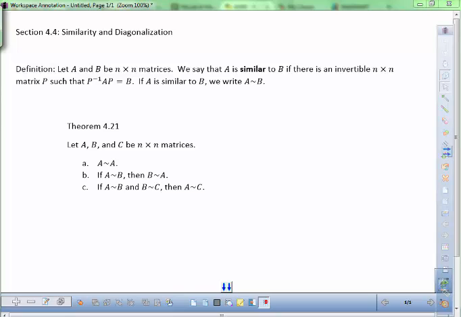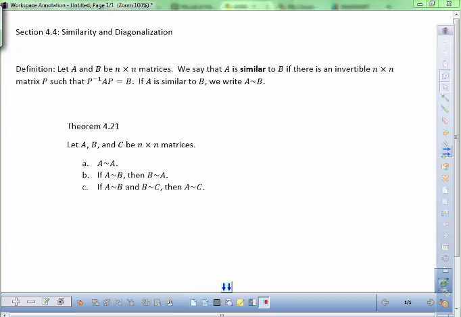Now, initially when it's defined, it is important where the P inverse and P are located, because this is saying that A is similar to B if you can transform A to make it look like B. But in our next theorem, we'll see that the order isn't going to matter, because you remember the properties of equality. There's transitivity.